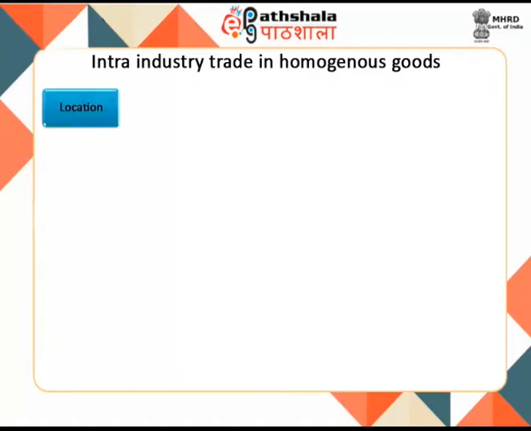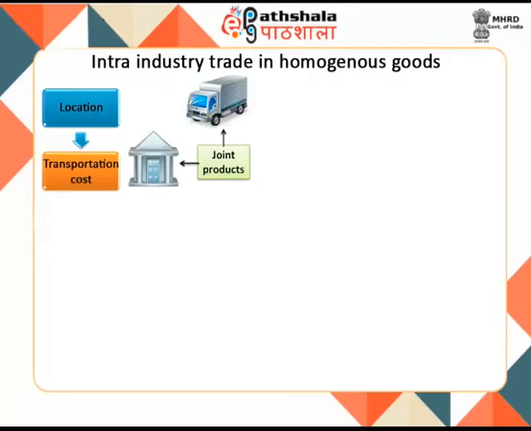These are location. A nation may export and import the same product because of transportation cost. Joint products. The homogeneous services can be the basis of intra-industry trade due to joint production of the services. For example, a country imports and exports banking services, shipping services, and insurance services because these services are produced jointly with another traded product.